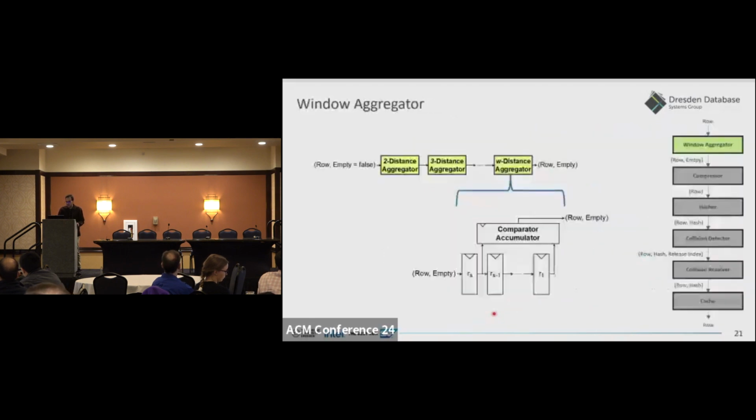All right, so how do we implement this? Well, the window aggregator is actually composed of a bunch of distance aggregators. A W distance aggregator basically aggregates 2 rows that are exactly W rows apart. And so the design is quite simple. You have the shift register. It shifts in W rows, compares the first one and the last one, and if they're the same, it just aggregates them. The compressor is quite trivial. It just eliminates empty rows. The hasher, well, it's not really the focus of this particular work here.